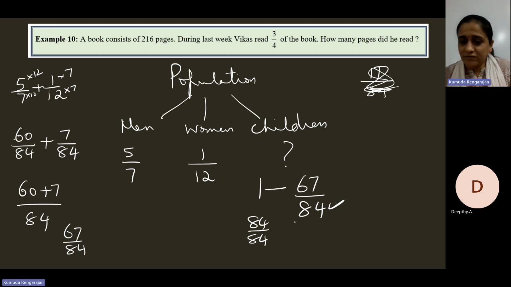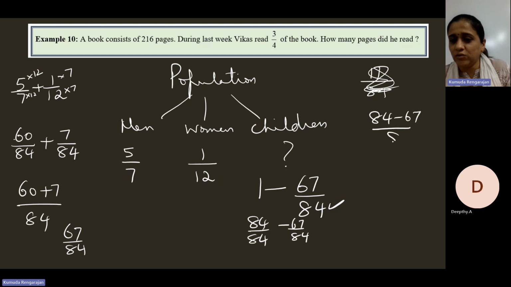So 1 is 84 by 84 minus 67 by 84. So how do you subtract? Subtract the numerators: 84 minus 67, so 17 by 84. Correct. So this is the fraction of children in the population. You understand?